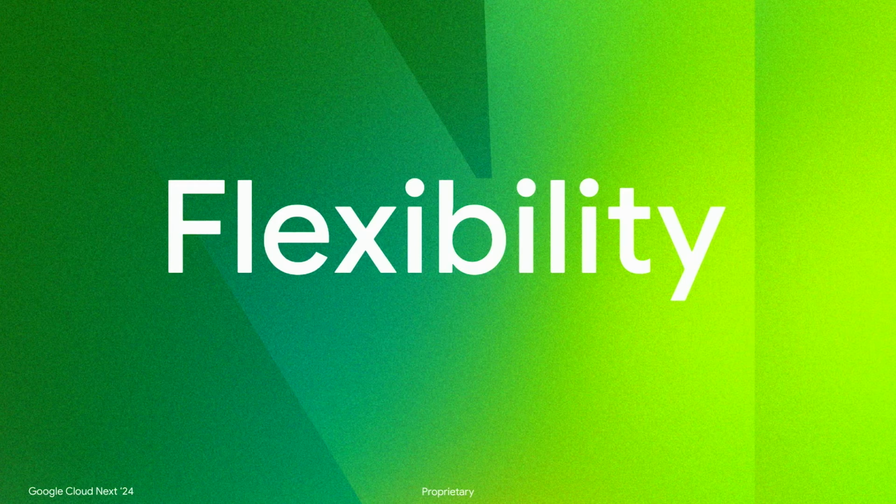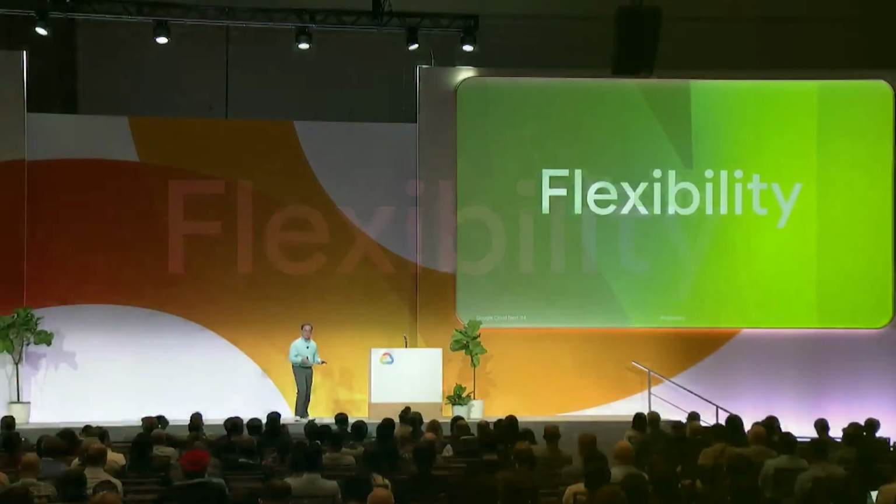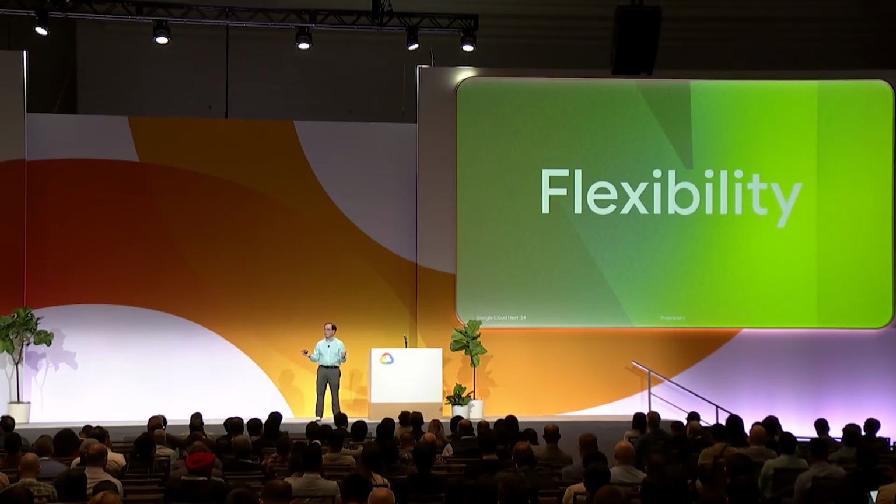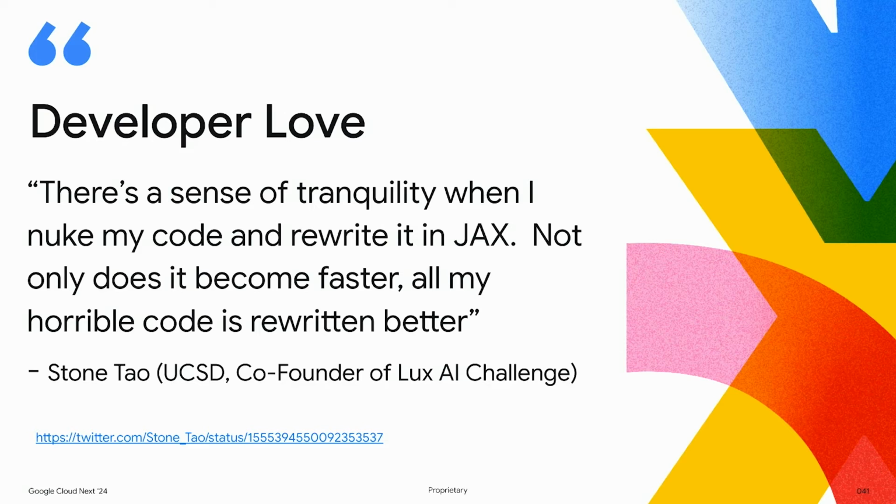Flexibility. We talked a second ago about the importance of adaptability because things are changing fast. So you need to be able to adapt your code and move quickly, and you don't want to spend a ton on development costs when you do that. So what do developers tell us? Well, here's an example of what Stone DAO called a sense of tranquility when moving his code into JAX, because it not only became faster, it became better.